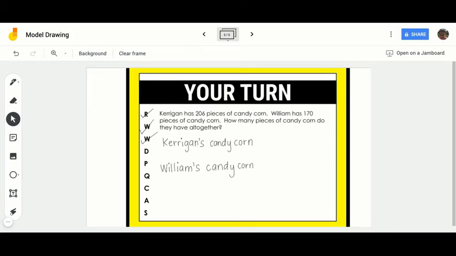Now we're to the D, and remember that stands for draw. And we have two people, so we have to draw a unit bar for both of them. And remember, we start by making them the same size. All right, after you have your unit bars drawn, check off the D.